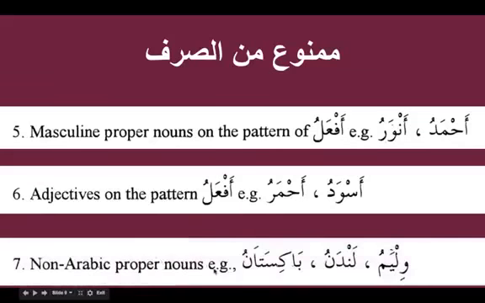And we also know that non-Arabic proper names are also diptote, like Williamu, Londonu, Pakistan. These are all non-Arabic names. And all the names of the prophets are non-Arabic names. So they are all diptotes.